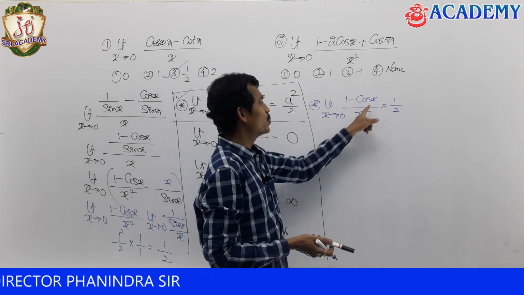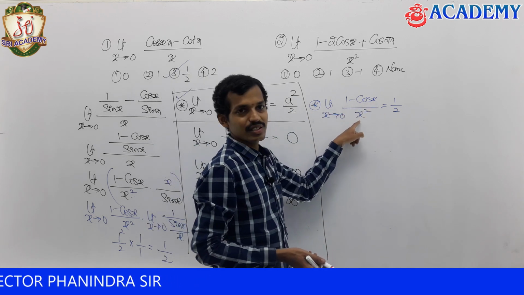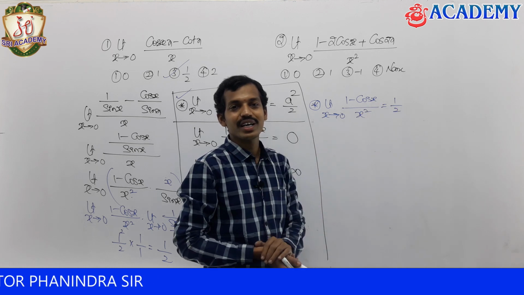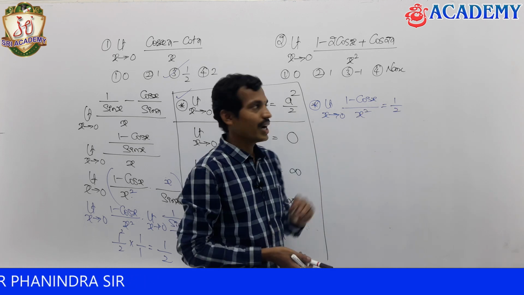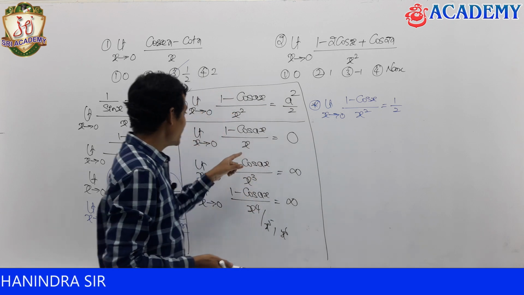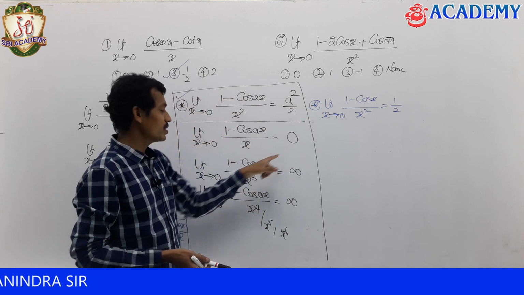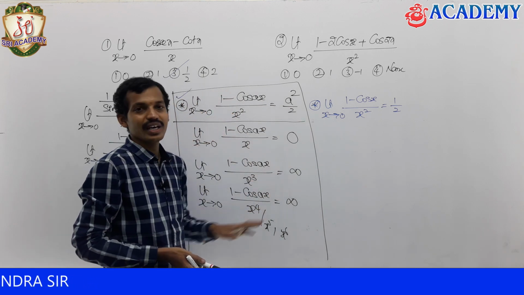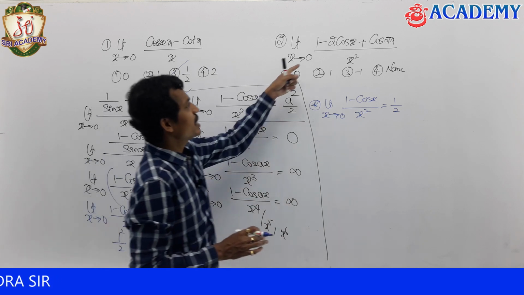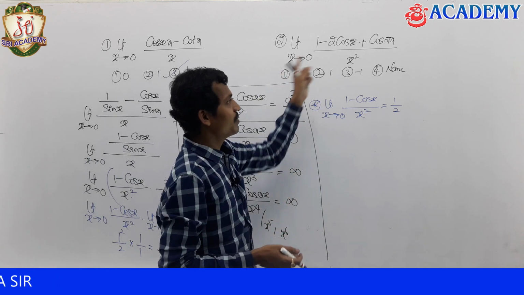If you have 1 minus cos 2x by x square, then 2 square is 4 divided by 2, you will get 2. The answer depends upon a. If you get x in the denominator, the answer is going to be 0. If x cube or other values, you are going to get infinity. See, the same result we will use here.